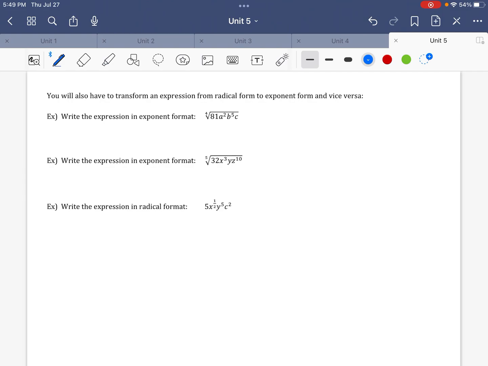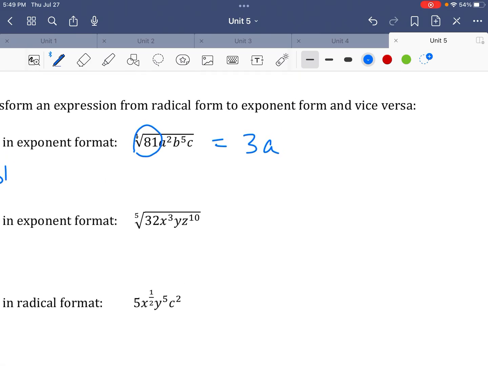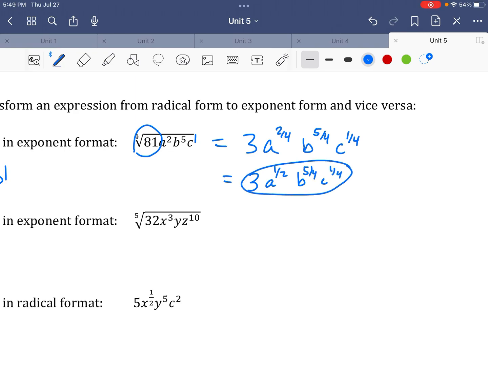Okay. All right, last little bit right here. So we're going to write these first two problems basically in exponent format, right? So I'm going to ask myself, what's the fourth root of 81? Well, 3 to the fourth is 81, so the fourth root of 81 is 3. And I'm going to write this in rational exponent form. So my A is going to have a 2/4, my B is going to have a 5/4, and my C is going to have a 1/4. Now, 2/4 reduces to 1/2. B is still 5/4, and C is still 1/4. So that would be the best I could do.